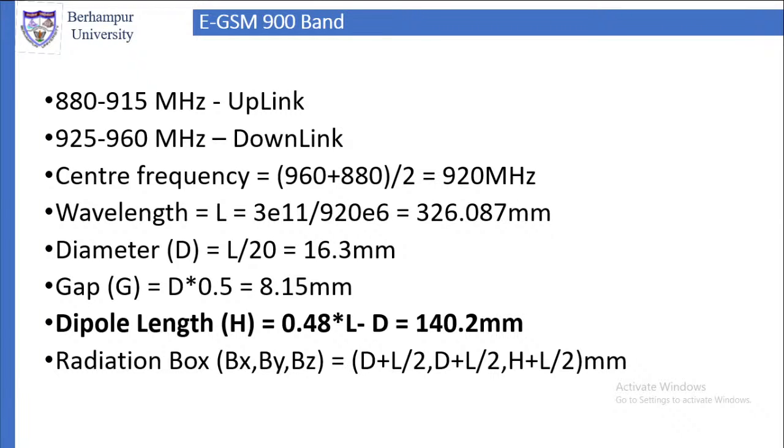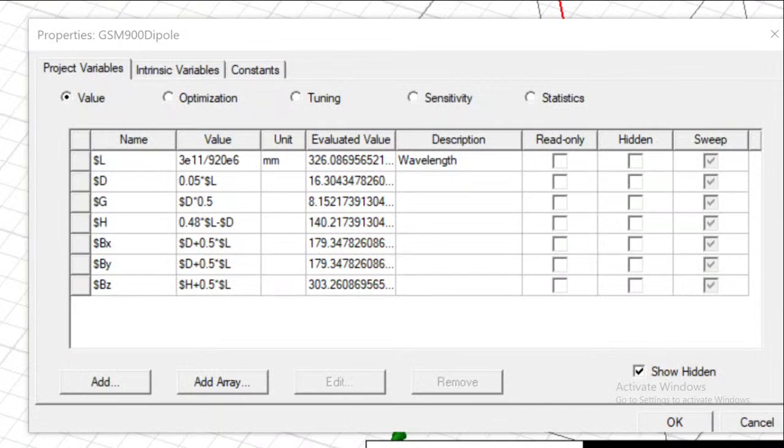As we have done the design, follow the same process. Next. Follow the same process, only here you change H. H was 0.5 L, now H is changed to be 0.48 star L minus D. That was changing the H. Other parameters are same. So go to the project variables.